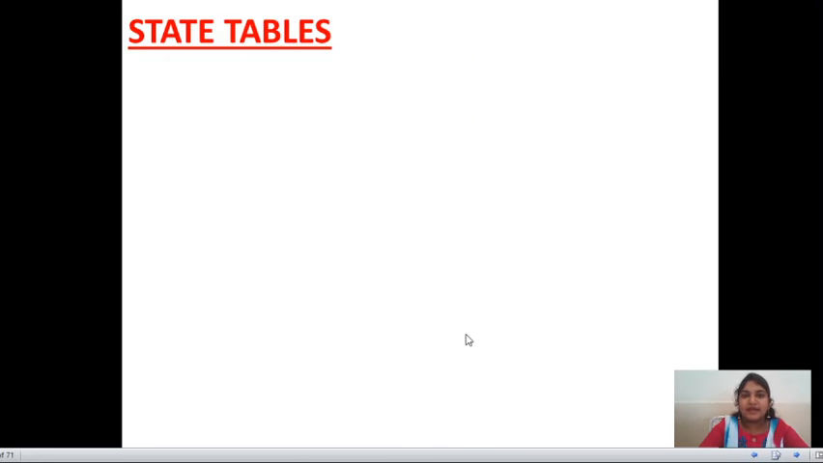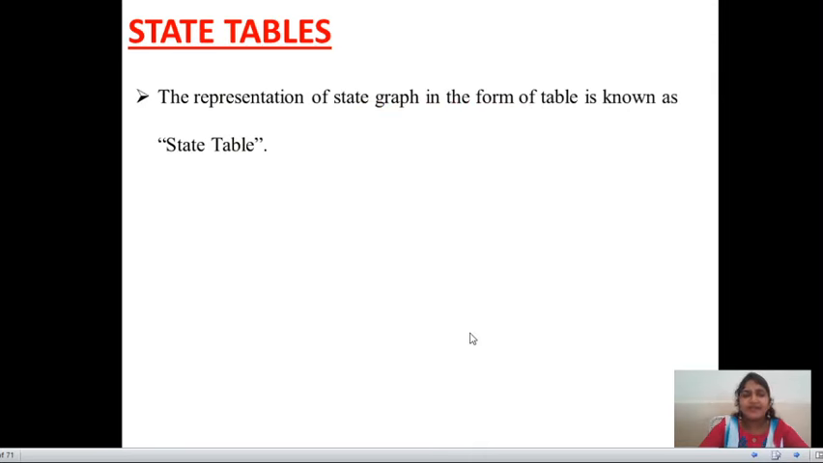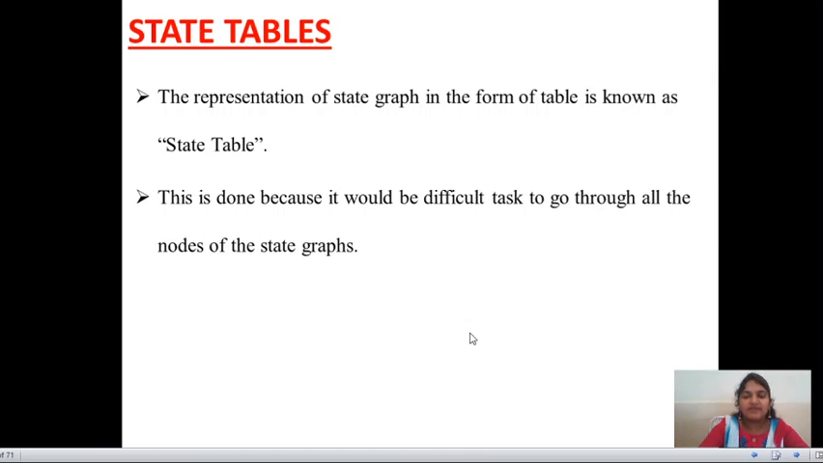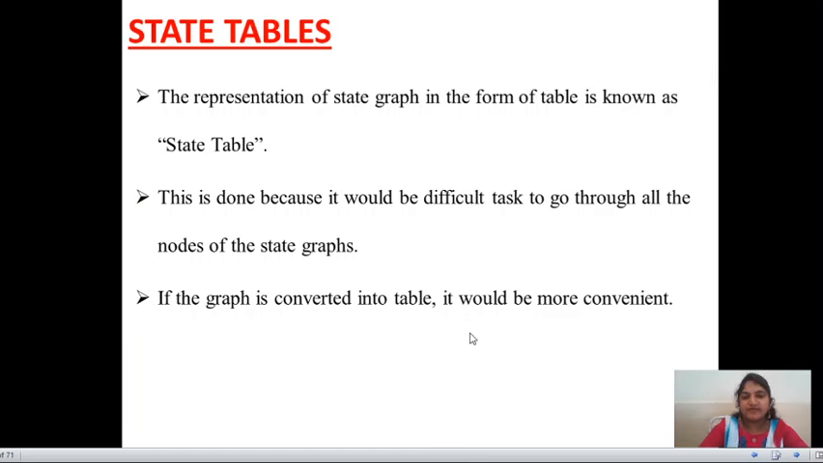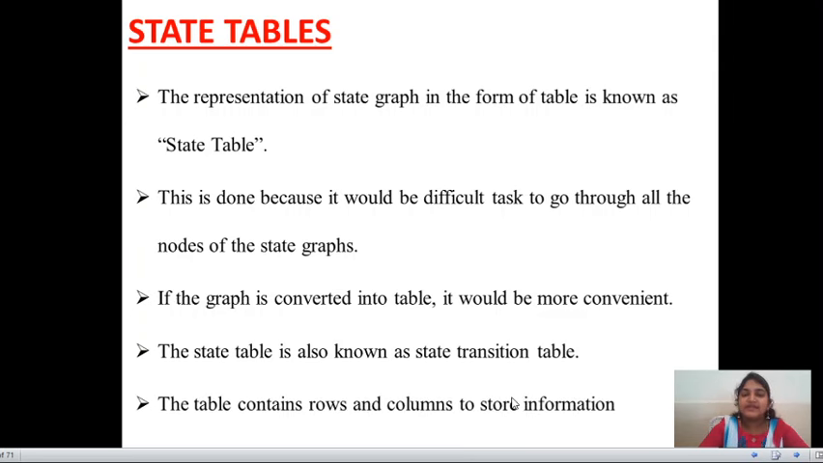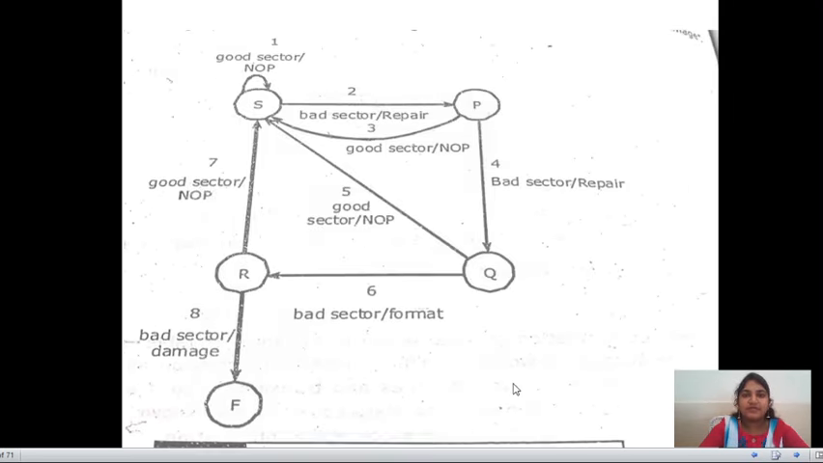Next, another concept to define in state testing is the state table. What is meant by a state table? It is a form of table which represents the state graph. Whatever the graph consists of, inputs, outputs, transitions, all can be defined in the state table. This is done because it would be a difficult task to go through all the nodes of the state graph. By seeing the state table, we can easily define the state testing in a testable way. If the graph is converted into a table, it is more convenient. The state table is also known as the state transition table, and it consists of rows and columns based on that information.